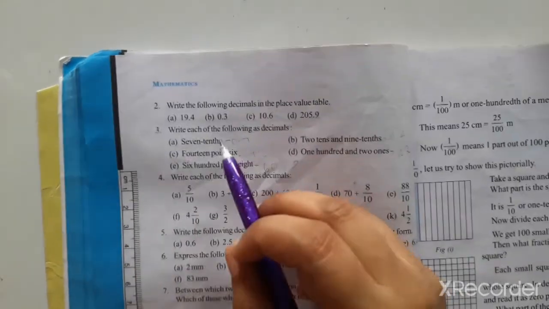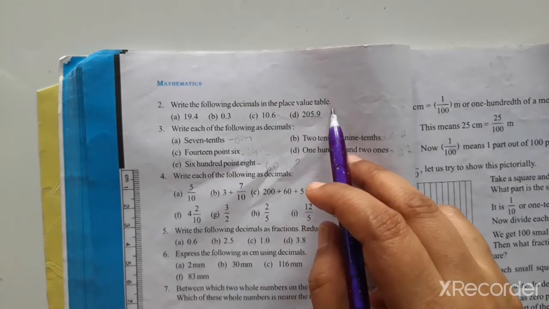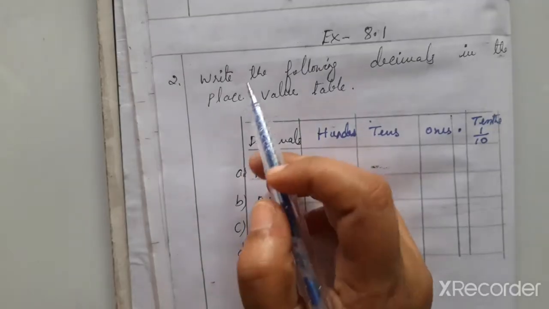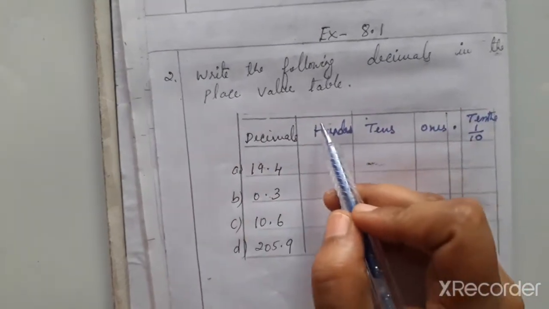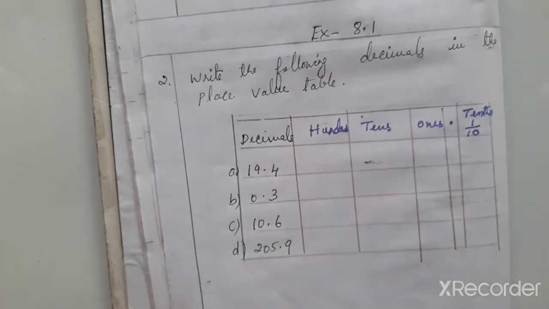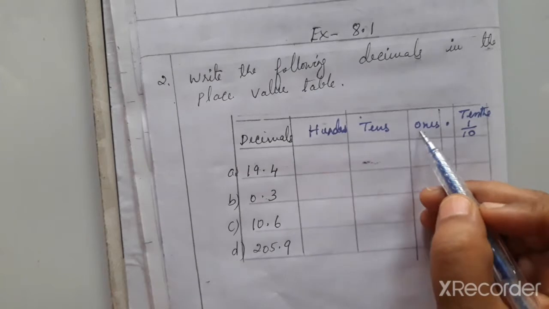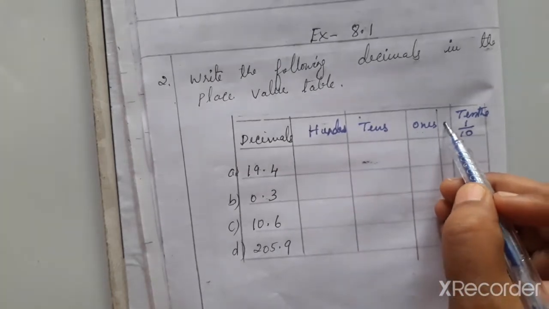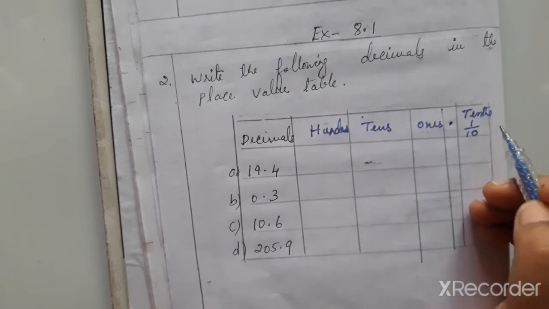Now the next one. Exercise 8.1, second question: write the following decimals in a place value table. The first one is 19.4. The question is also written in the same place value table, with ones, tens, hundreds before the decimal point, and after the decimal point, tenths, hundredths.